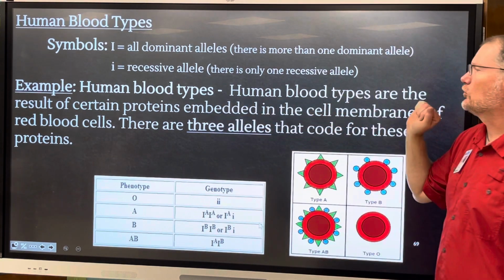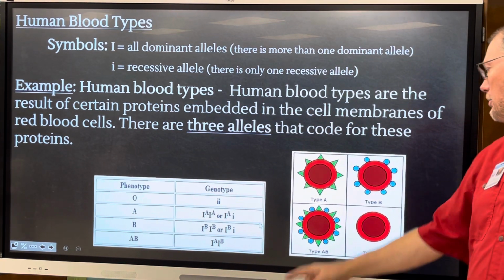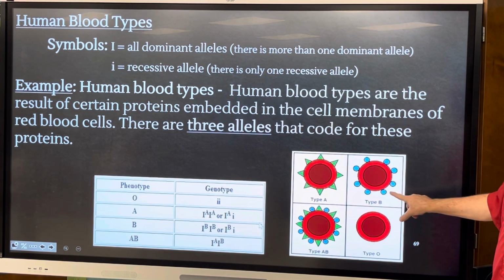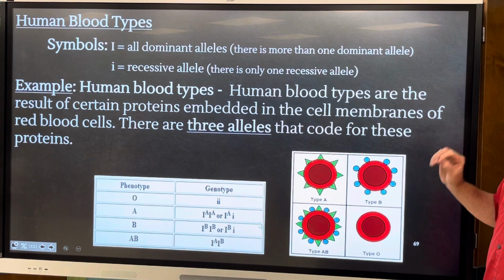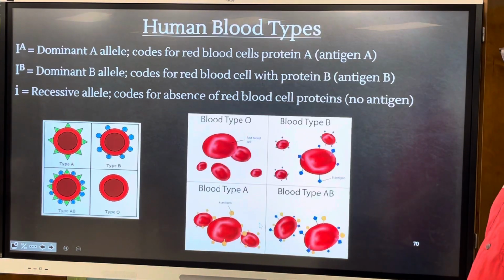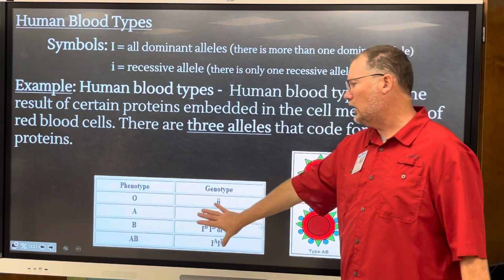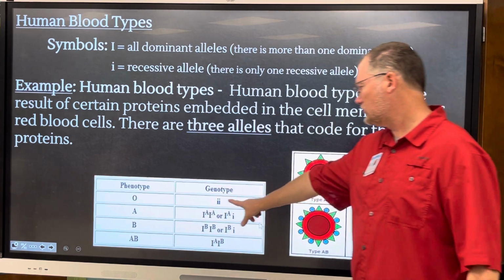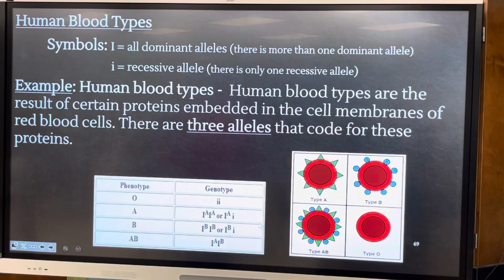So human blood types are all the result of certain proteins embedded on the surface of the cell, in the cell membrane. And there are 3 alleles that code for these proteins. And they're on your notes, okay? So I think I left this, I think you have to fill that in on your notes.